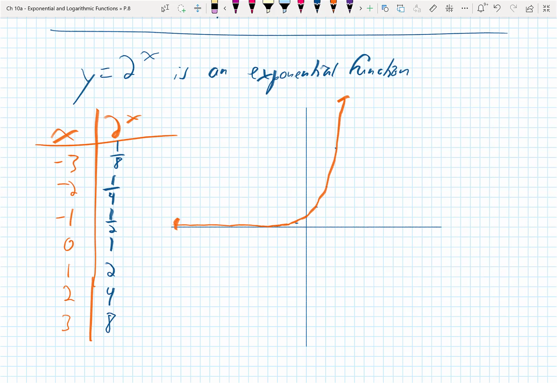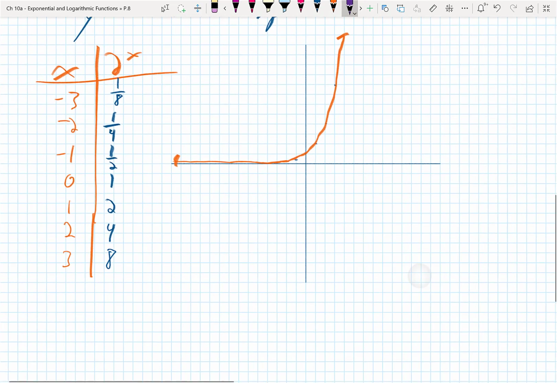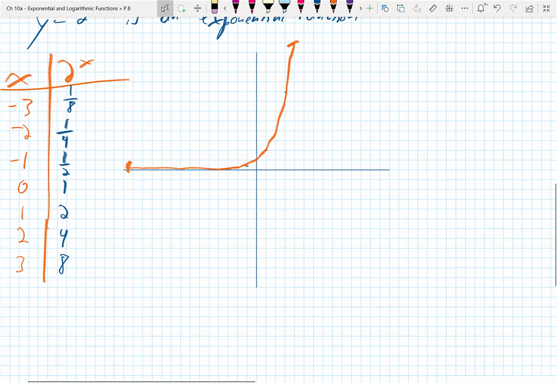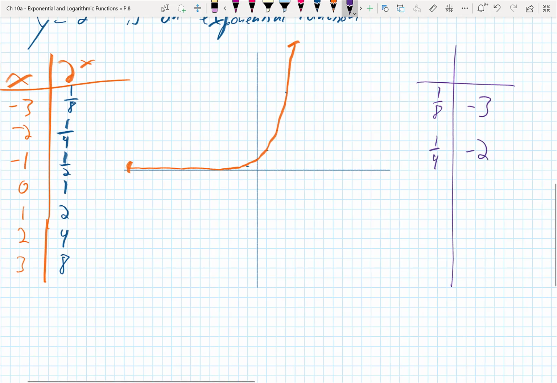What we're going to do is focus on a different operation. This is an exponential growth curve, but I want to focus on the operation that actually takes these and, watch my fingers, switches them. An operation that inputs 1/8 and outputs -3. That inputs 1/4 and outputs -2.